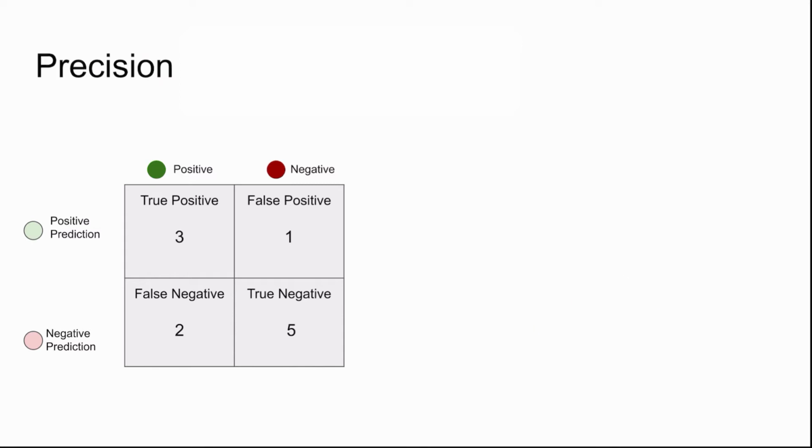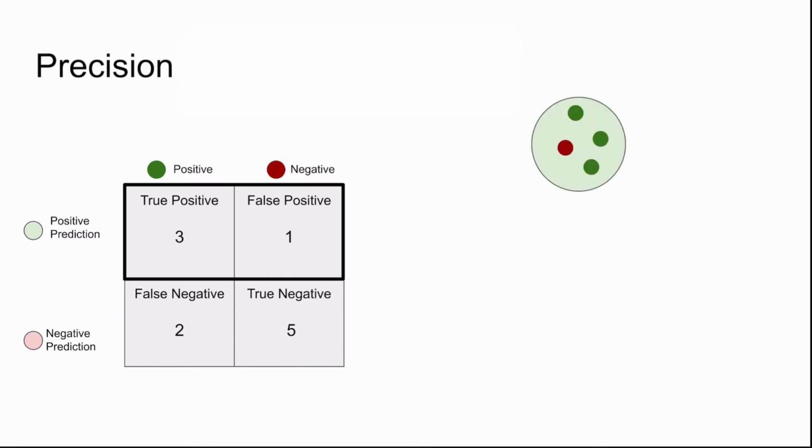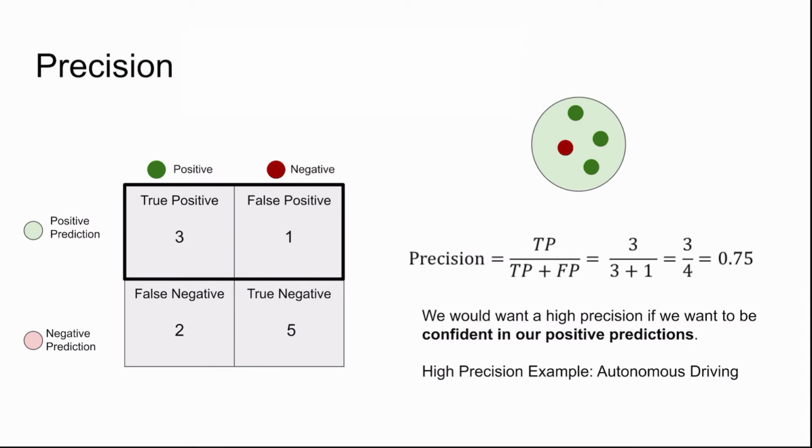Our next evaluation metric is precision. For this, we are concerned with looking at our model's performance on positive predictions. We calculate precision as the number of true positives divided by the number of true positives plus false positives, which in this case is 3/4, which equals 0.75. We'd want a high precision if we want to be confident in our positive predictions. For example, in autonomous driving, a car must be certain when to turn left or right, and so the model built should have a very high precision.